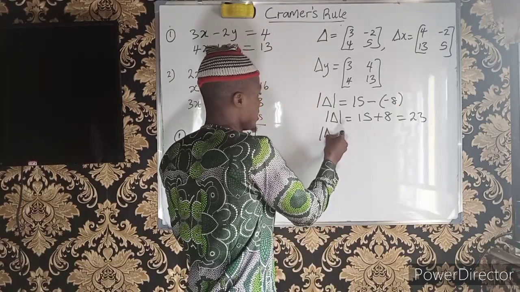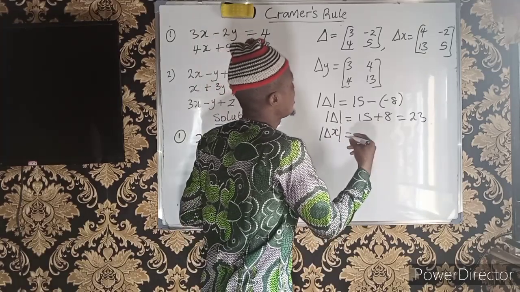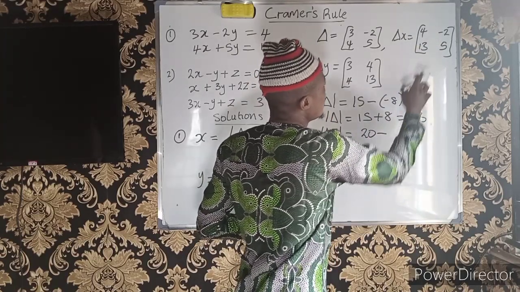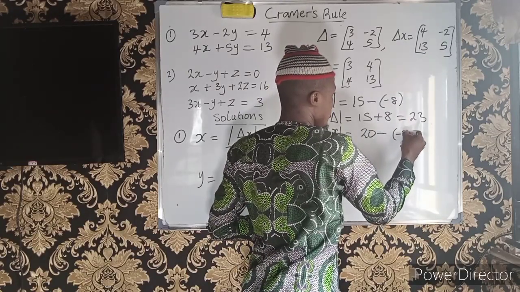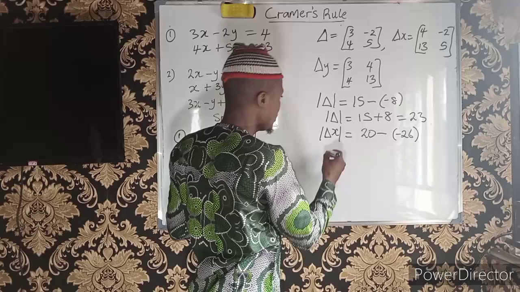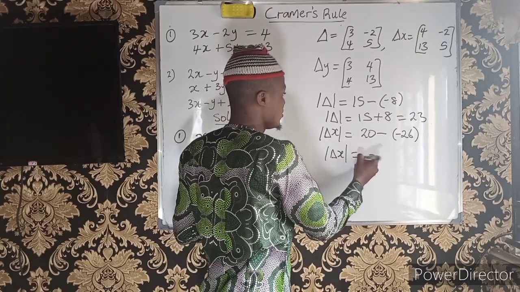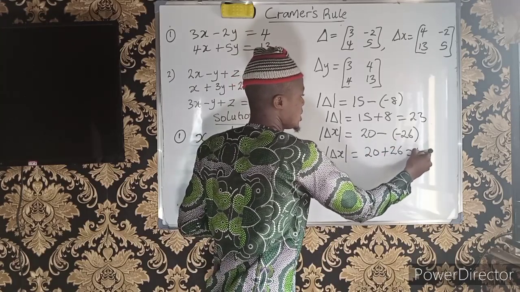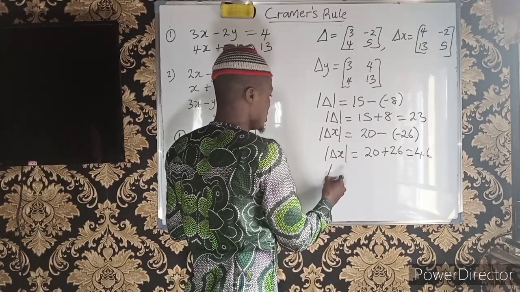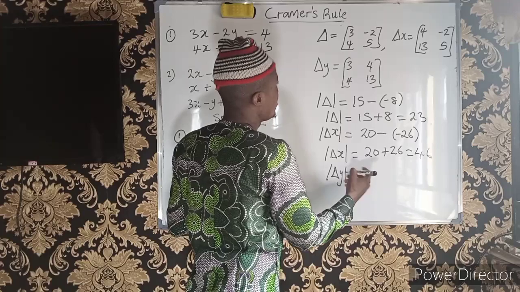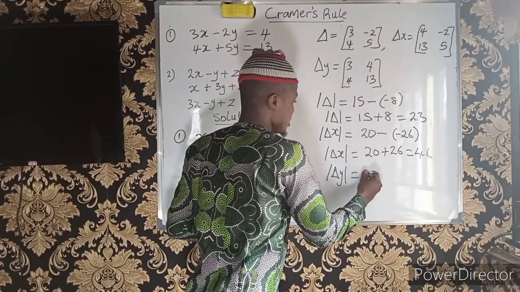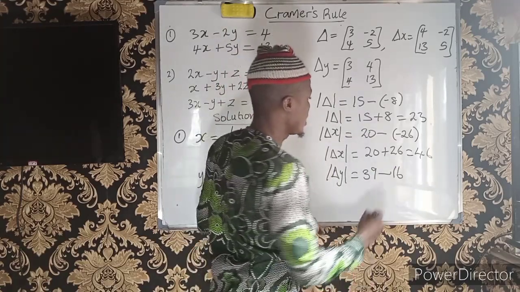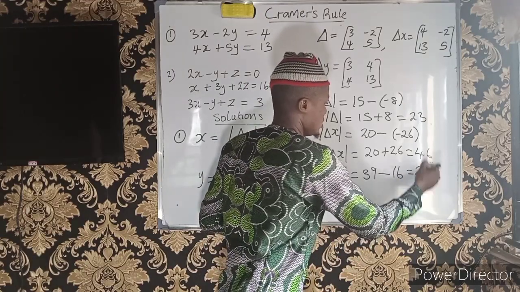You also get determinant of change in x. Just cross multiply. 5 times 4 will give you 20, minus 13 times minus 2, which gives minus 26. So determinant of change in x will now give us 20 minus minus is plus, so we have 20 plus 26. This gives us 46. Also, determinant of change in y will now be cross multiply again. 13 times 3 will give us 39 minus 4 times 4, which is 16. When I do that, I am getting 23 also.